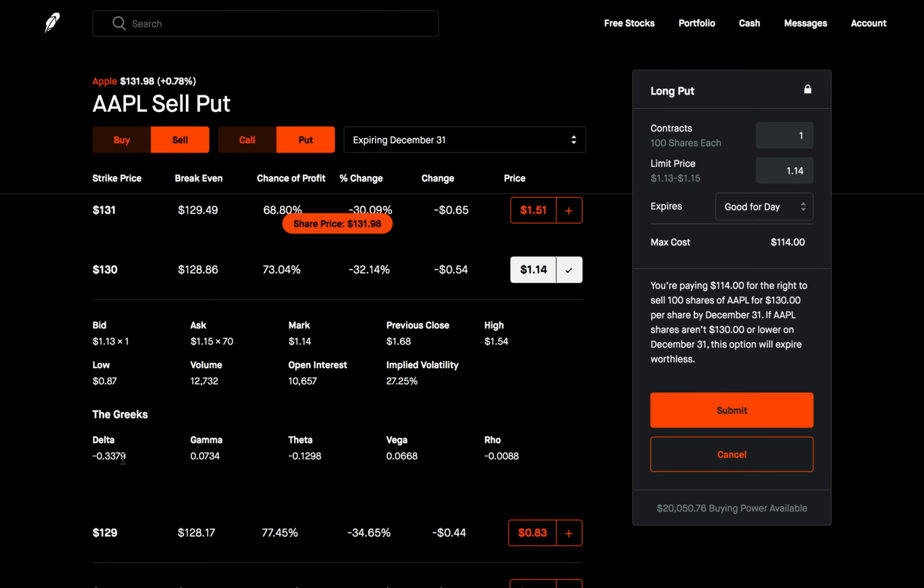However, remember, if Apple goes up by $1, now the value of your contract will go down by $33.79, which means you just lost $33.79. Also keep in mind, theta gets bigger the closer that you get to expiration date. So again, it's very important that you are aware of time and how much time is passing by, because time works against you here when you buy an option.